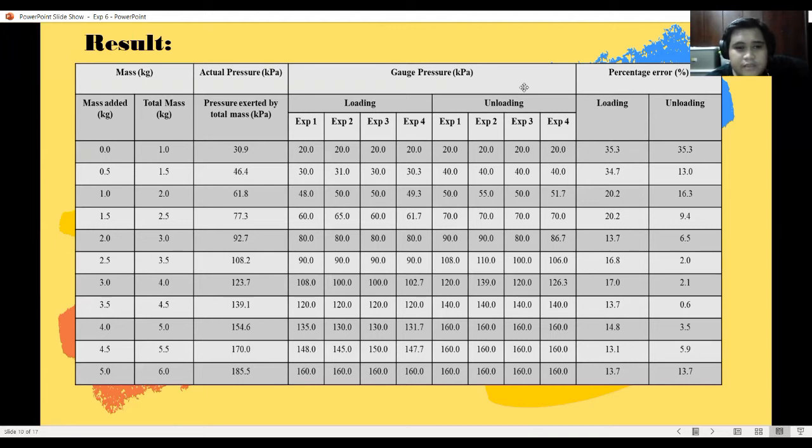46.4 kilopascal pressure, and the percentage of error for loading 34.7, and the unloading one 13%.